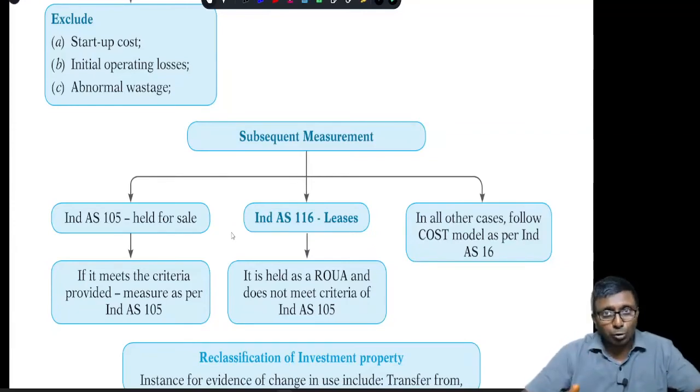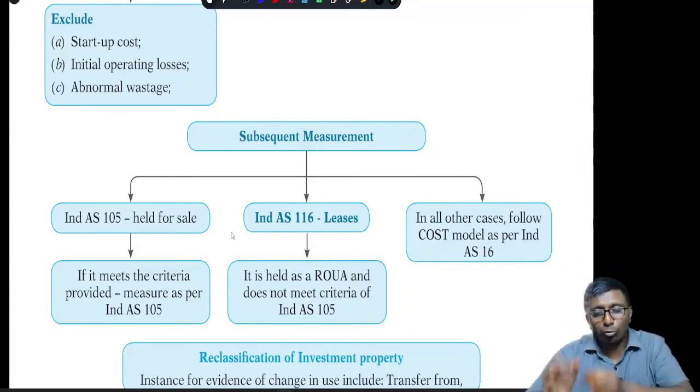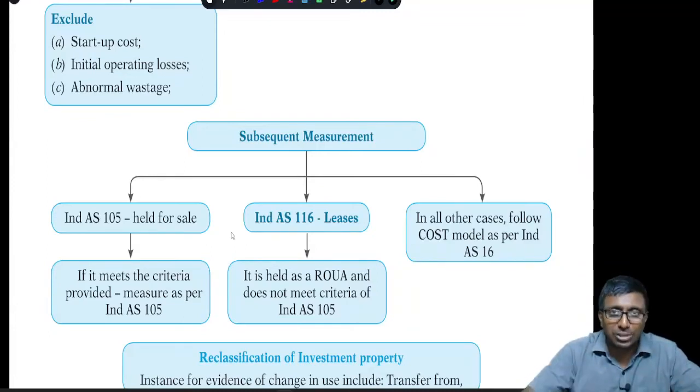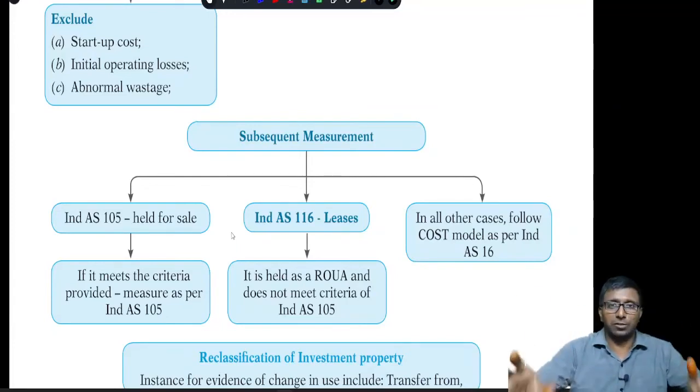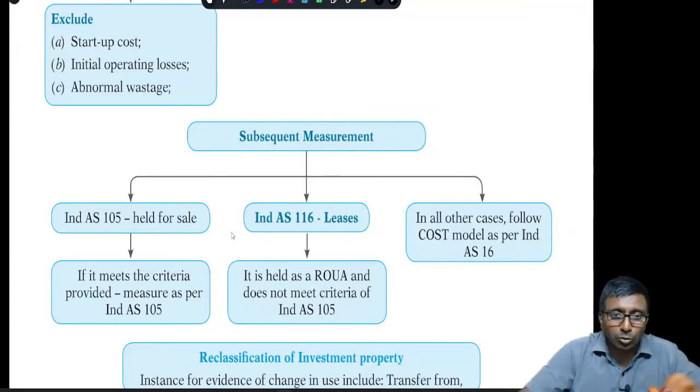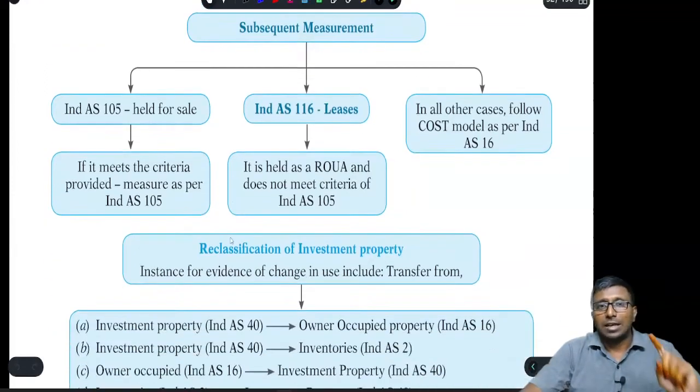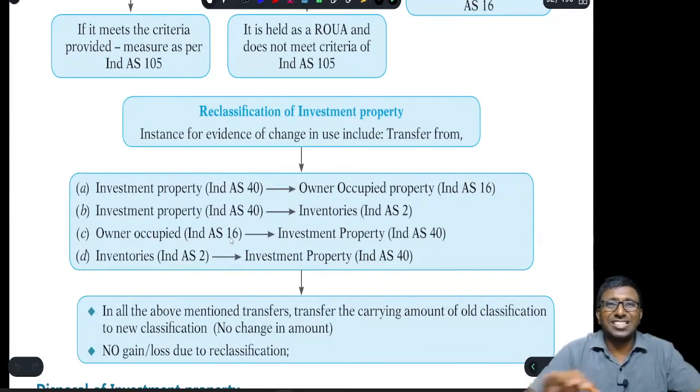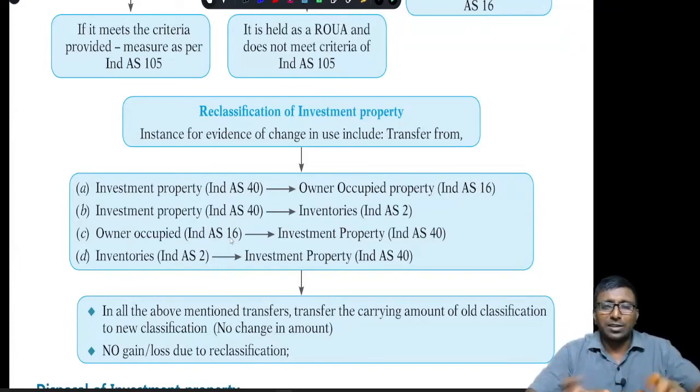But in the future, whenever you are able to measure the fair value, then you have to measure it and you are supposed to disclose it. This fair value measurement is only for the purpose of disclosure. There is no accounting to be done, right? And the last topic, which is reclassification. From where to where can it happen?